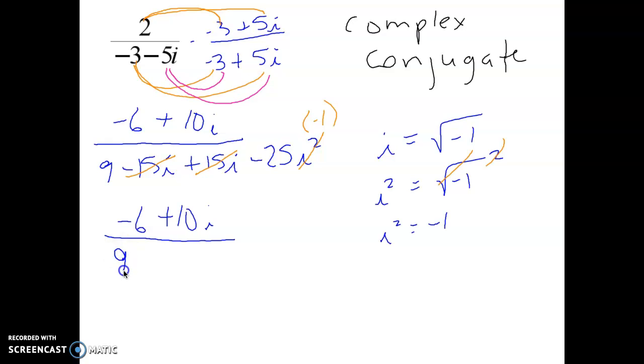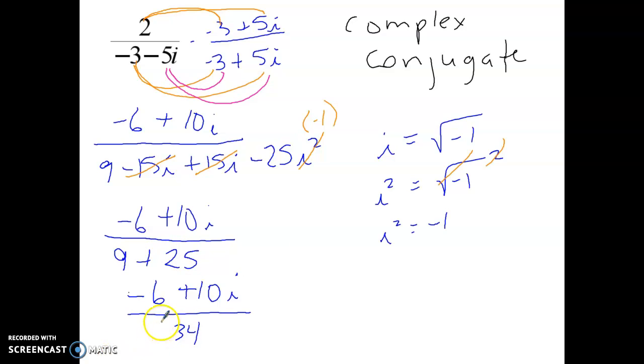So I still have that 9 right there. Negative 25 times negative 1, negative times negative is a positive. Positive 25. Okay, in the numerator, still can't simplify anything. Those are not like terms. So negative 6 plus 10i. And then in the denominator, 9 plus 25, add those together, and I get 34.